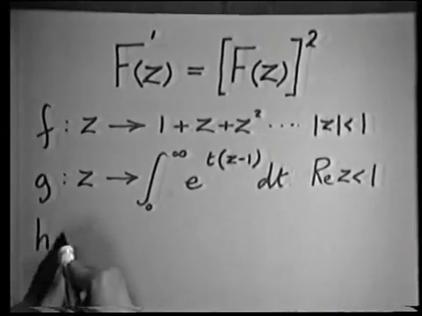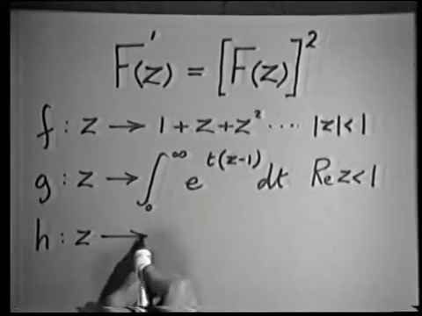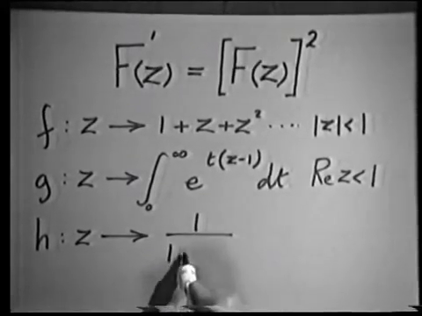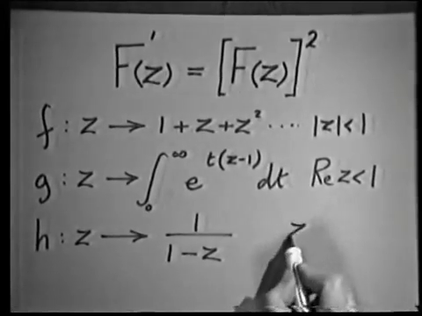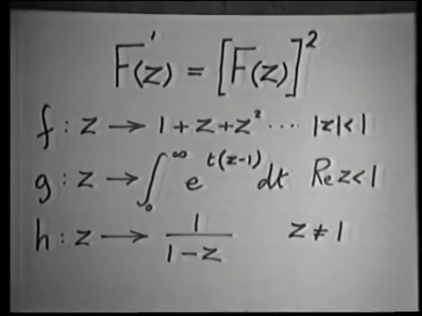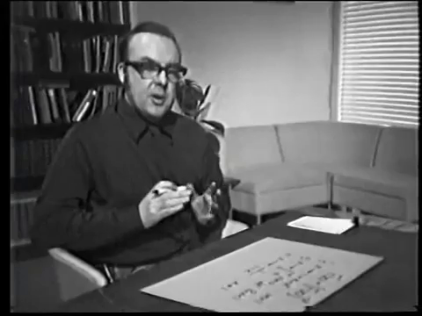The last man, well, perhaps he's cleverer than most and comes back with the simplest looking solution. z maps to 1 over 1 minus z, but even he has a restriction on the values of z because he needs z not equal to 1. Now, those solutions look very different, but in fact they must be in a sense the same because they're solutions of the same differential equation. The question is really, in what sense are they the same?